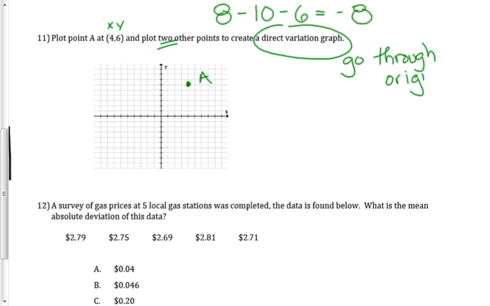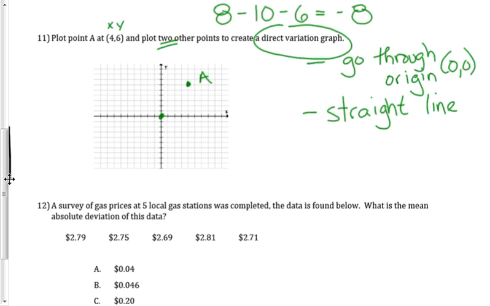So the first point that I'm going to plot is going to be 0, 0. Second thing we have to note is that it's a straight line. So that means it has to have the same constant slope. So from the origin, I went over 4 and up 6. That's my rise and my run, so my slope is 6 over 4.